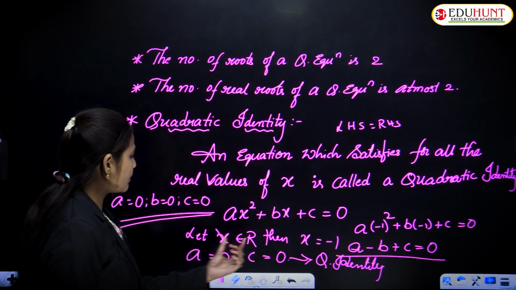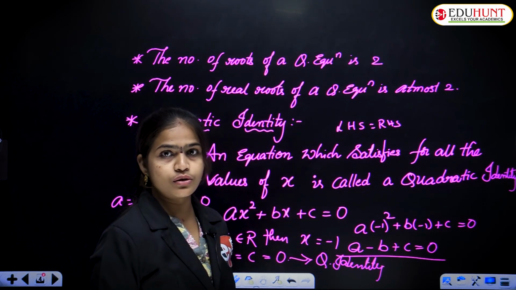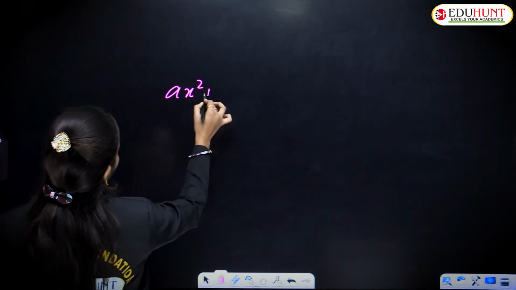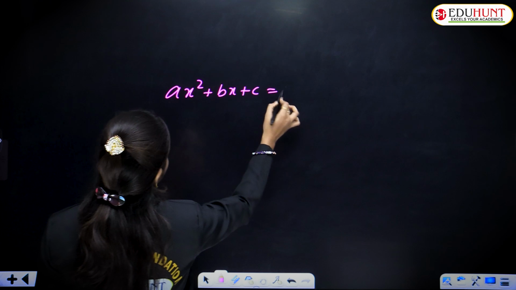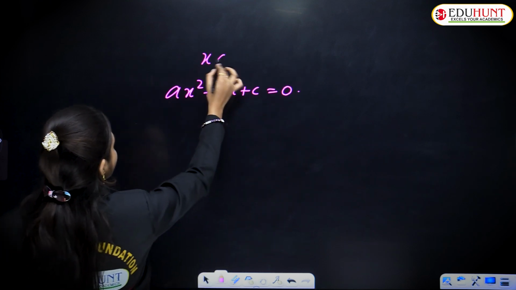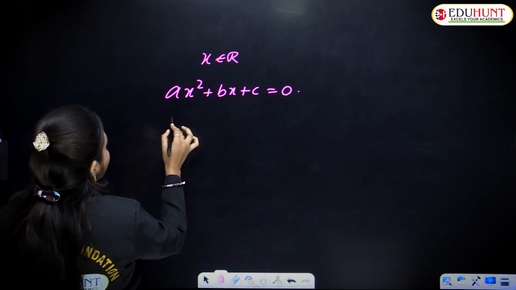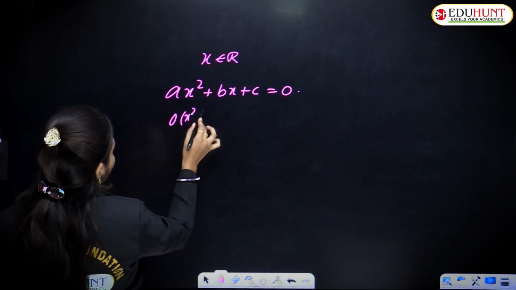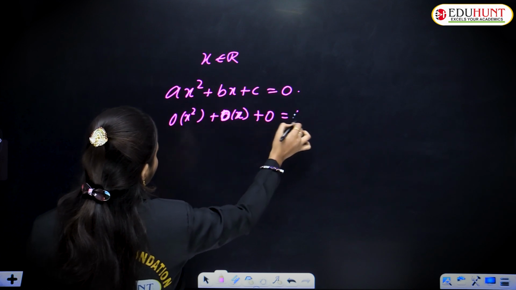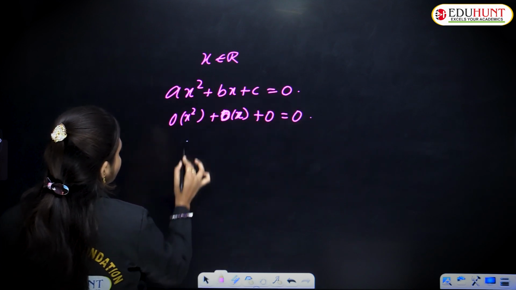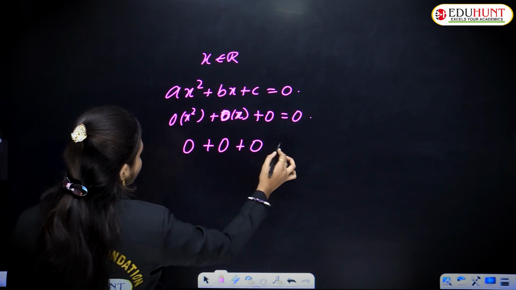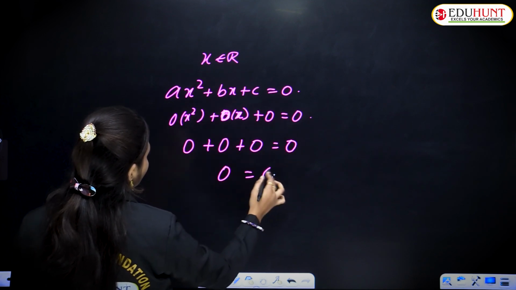Understand? So here a is equal to 0, b is equal to 0, c is equal to 0. Then what will happen here? Say that. So ax square plus bx plus c is equal to 0. So x, whatever it may be, x is any real value. So x belongs to real numbers. So here 0 into x square plus 0 into x plus 0 is equal to 0. So 0 into x square is 0, plus 0 into x is 0, plus 0 is equal to 0. So finally here 0 is equal to 0.